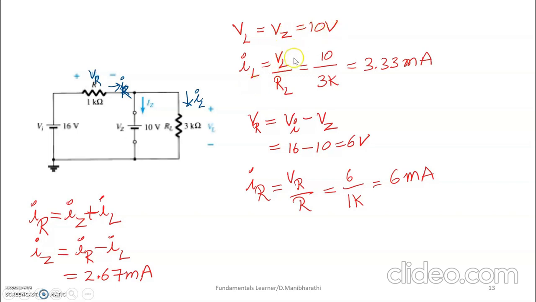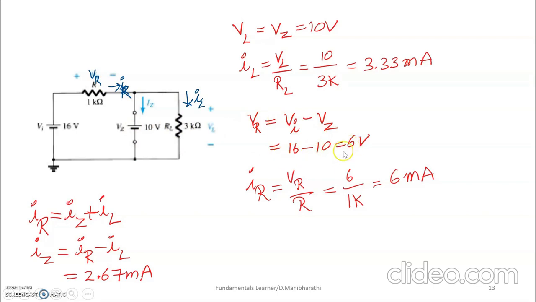So IL is equal to VL by RL. We know VL is 10, RL is 3K. So 10 by 3 is 3.33. Kilo goes to the numerator, it becomes milli. So 3.33 milliampere. VR is equal to VI minus VZ. I can put VZ, or else minus VL I can put. Both are the same. VI minus VZ, so 16 minus 10, it is 6 volt.